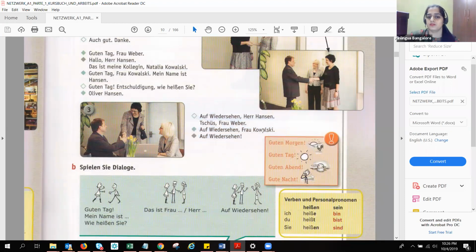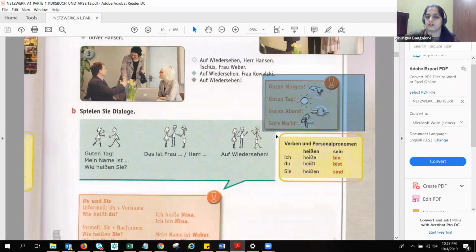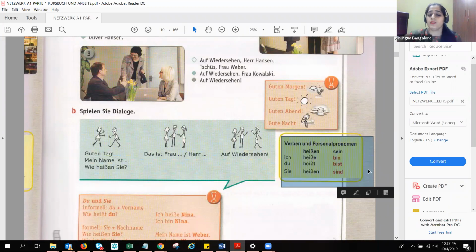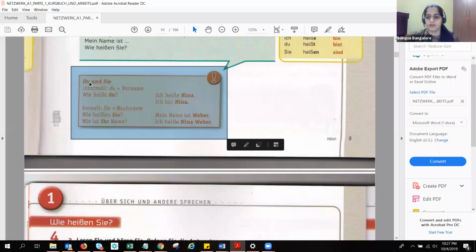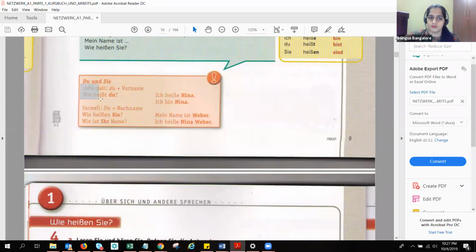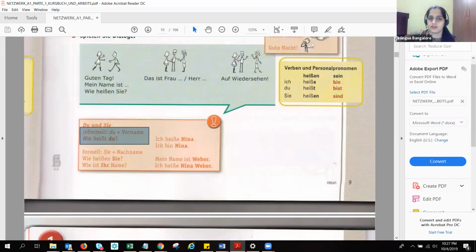So here is a box showing how you can greet in the morning, afternoon, evening and night. We have already done the conjugation of sein and heißen, the endings with every pronoun, so you have these notes and no need to read them from here. There is something written that du or Sie: du is informal and Sie is formal. Whenever you are informal, you use du, and with du you can use the Vorname. Vorname is first name. Okay, you can see.